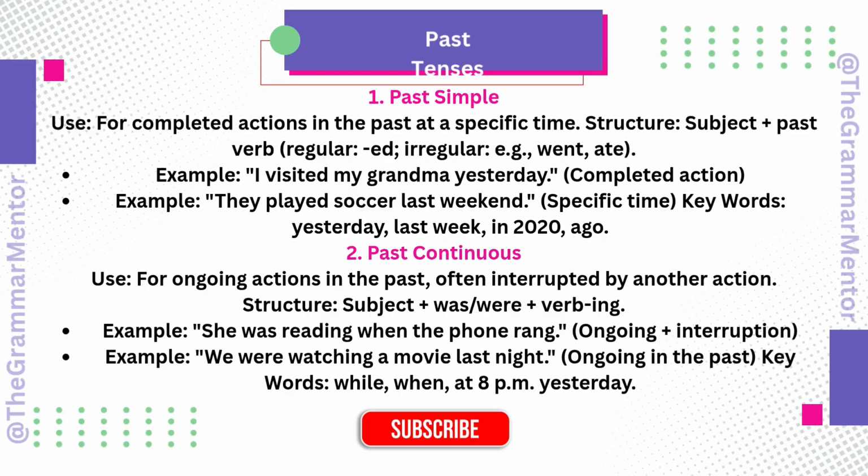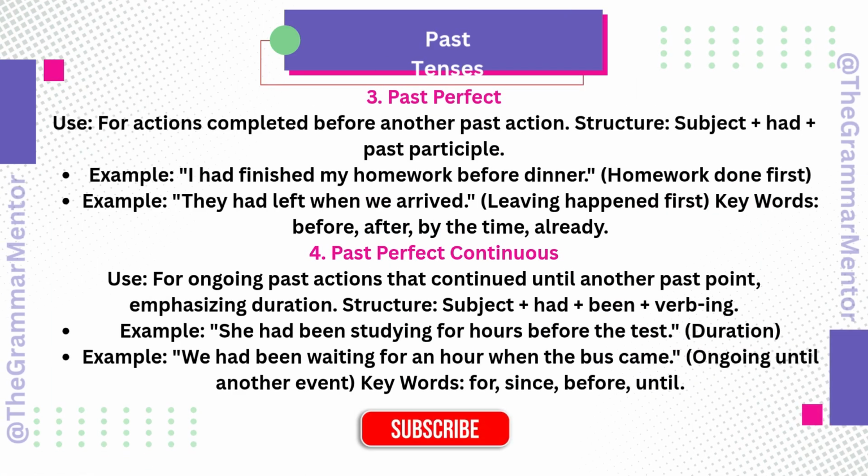2. Past continuous. Use: for ongoing actions in the past, often interrupted by another action. Structure: subject plus was/were plus verb-ing. Example: She was reading when the phone rang. Ongoing plus interruption. Example: We were watching a movie last night. Ongoing in the past. Keywords: while, when, at 8 p.m. yesterday.